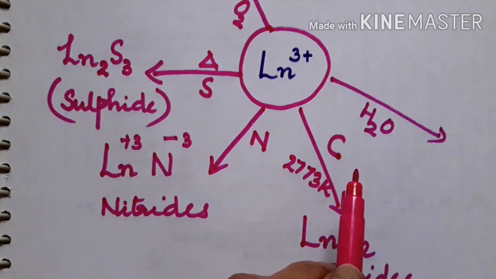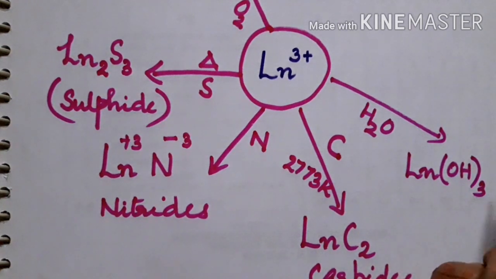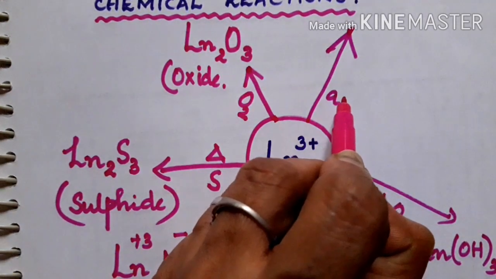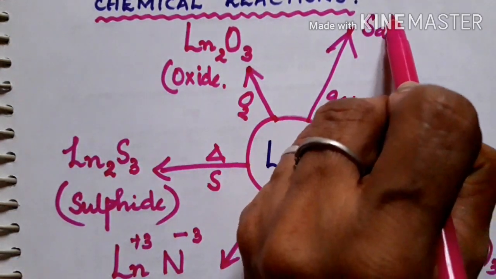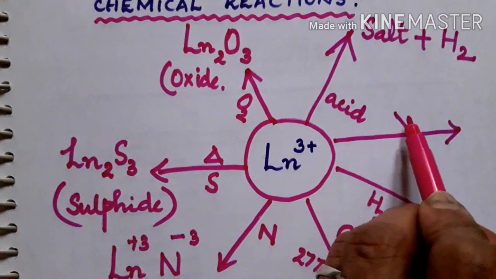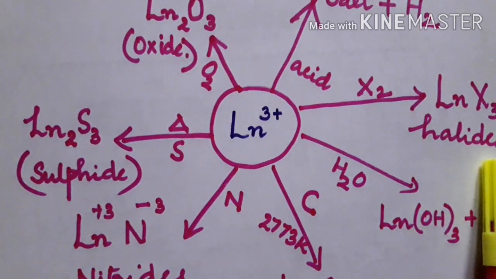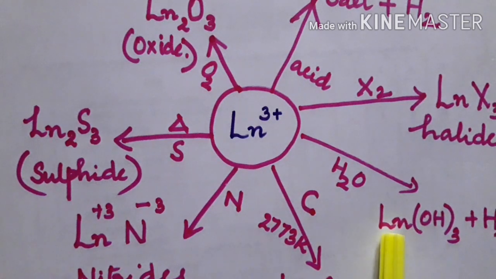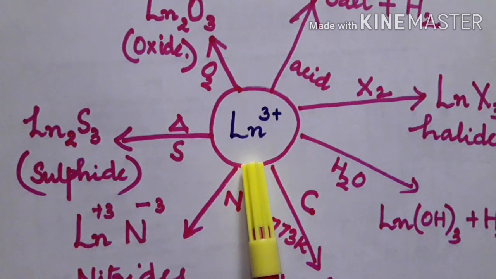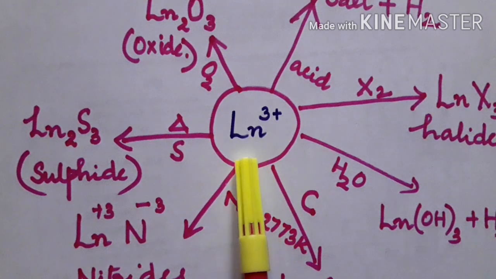Coming to the reaction with water. On treating it with water, you get lanthanide hydroxides with the formula Ln(OH)3 plus hydrogen. On reacting it with acid, it forms the corresponding salt, liberating hydrogen. And finally, the last reaction is the reaction with halogens, when it forms LnX3, and the compounds are known as halides. So in all the reactions that we have mentioned here, lanthanides will show +3 oxidation state. If you check the periodic table, you find that an element with Ln is not there. This is the general representation of all the lanthanides.